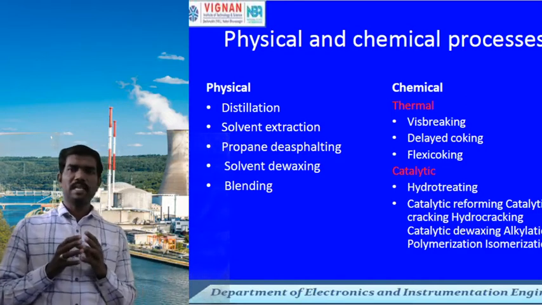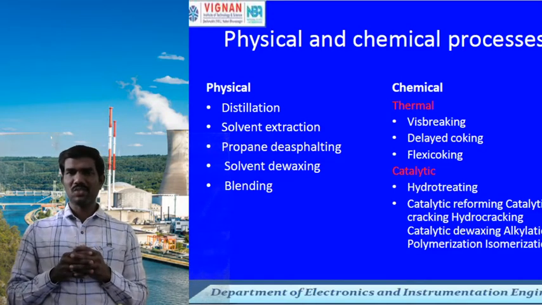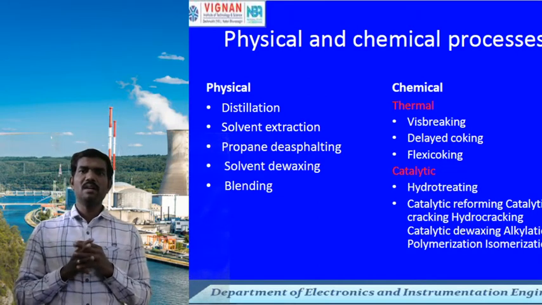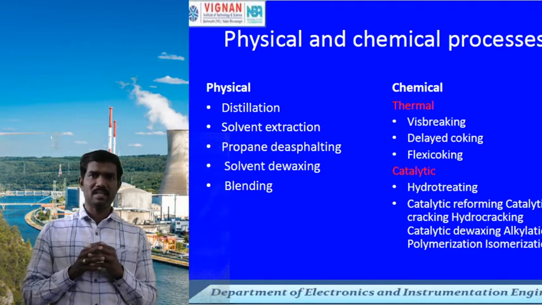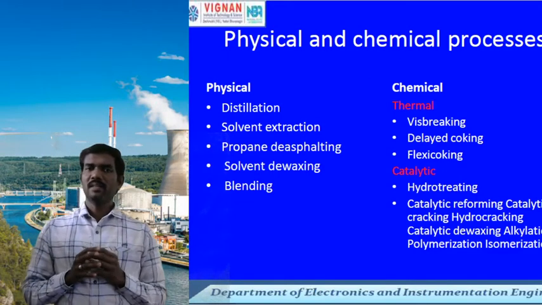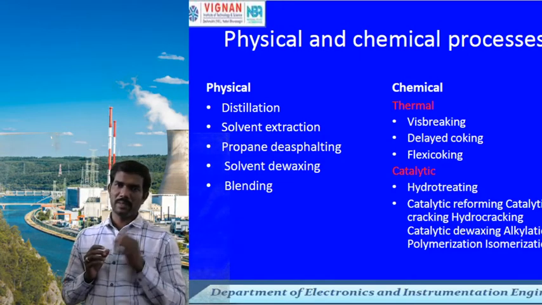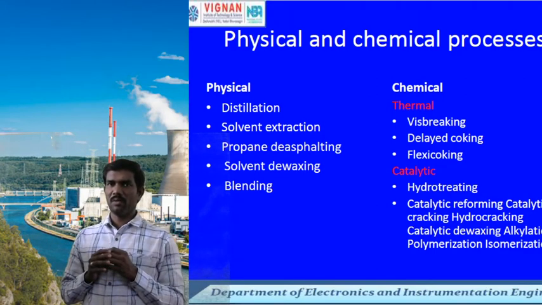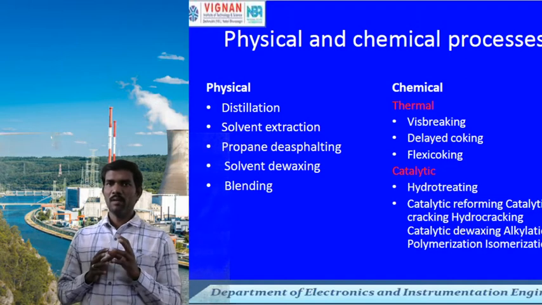So basically we have two types of processes implemented in the petroleum industry. Those are classified into physical process and chemical process. In the physical process we have different methods such as distillation, solvent extraction, propane deasphalting, solvent dewaxing and blending. Then the chemical process is again classified into two types, thermal and catalytic.